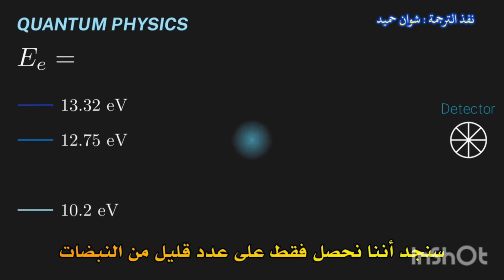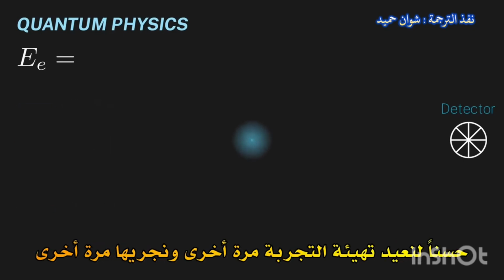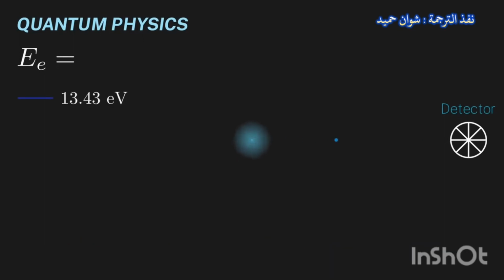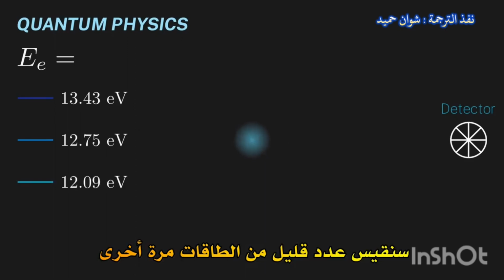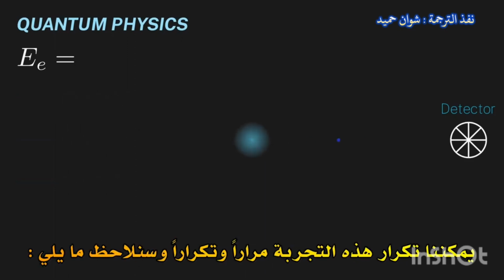We would find that we only get a few blips from our detector, measuring only a few energies. Okay, let's reset the experiment and give it another run. We only measure a few energies again, but this time some of them are different. We can repeat this experiment over and over again, and we would notice the following.